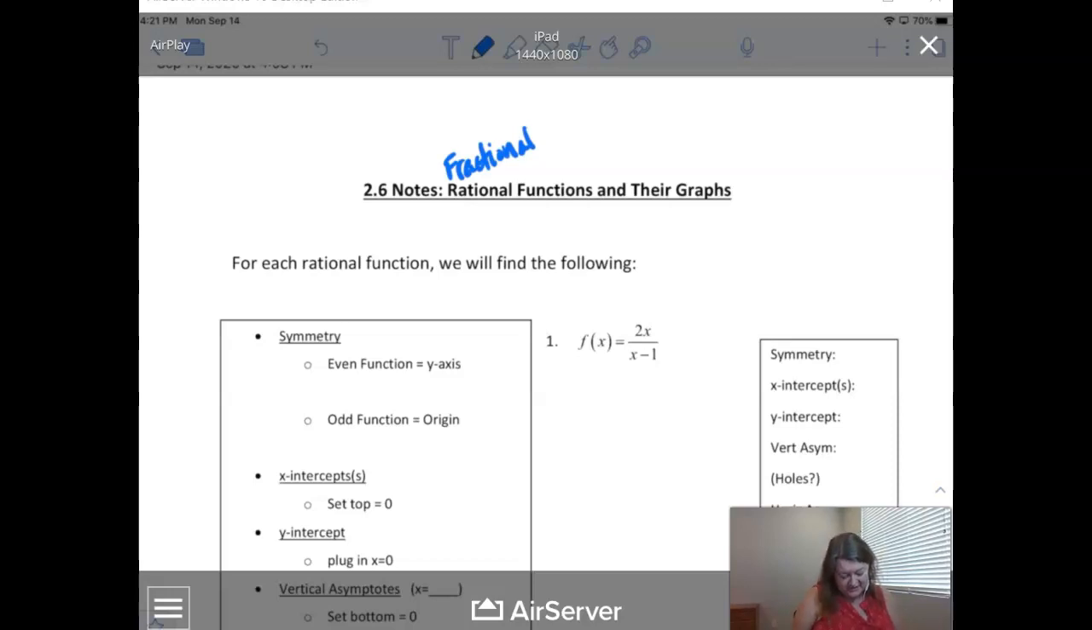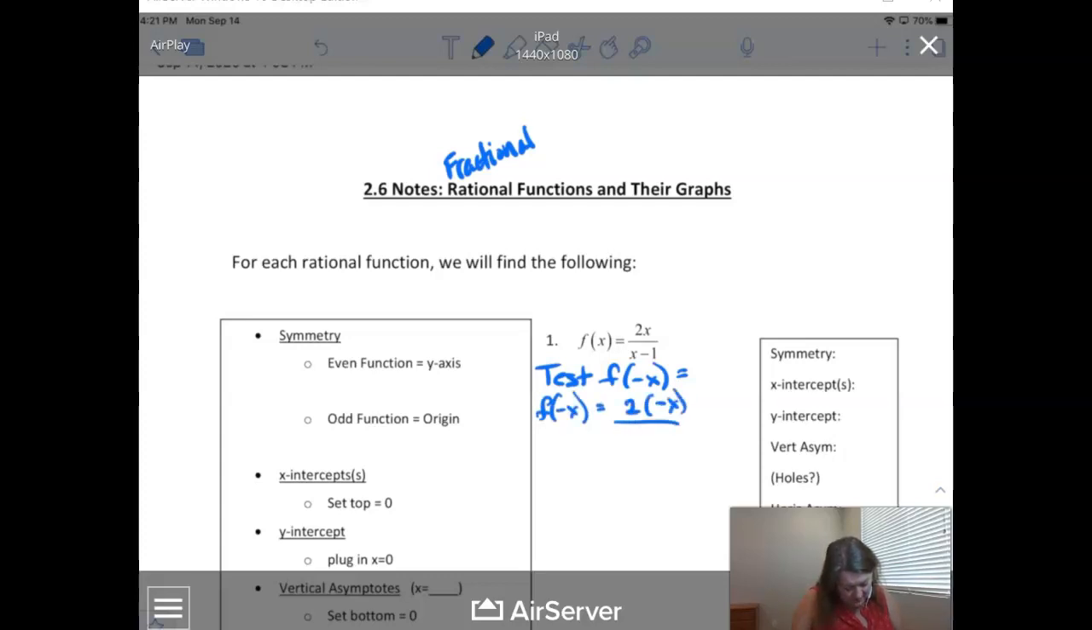So here is the trick to this. To test for symmetry, you start out by putting in a negative x everywhere there is an x. No matter where it is, you just put parentheses around it and make it a negative x. So f of negative x would equal 2 times negative x over negative x minus 1. And then you're just going to simplify the signs. Doing that, I'll get a negative 2x on the top, and on the bottom, I'll get a negative x minus 1.